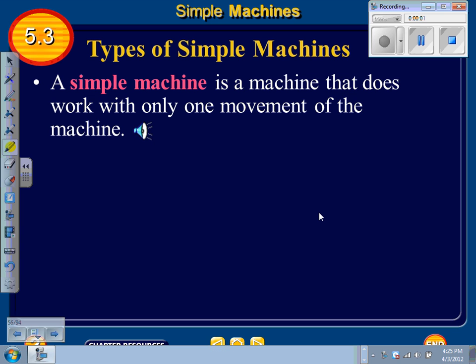The lecture notes for section 3 of chapter 5. In section 3, we're going to look at the types of simple machines. What is a simple machine? Well, a simple machine is a machine that does work with only one movement of the machine.